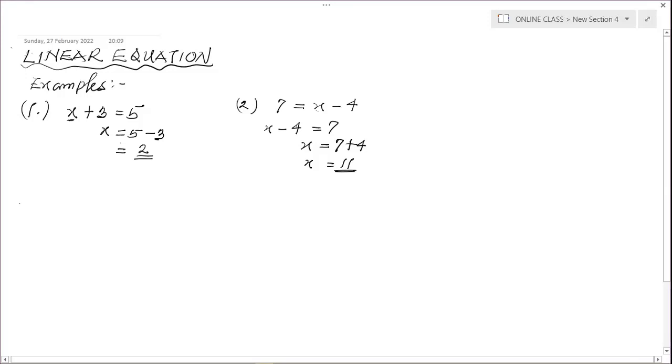No. Only linear equation, no. You sure? Yes. Okay, can you solve this for me? 3x plus 7 equals minus 14. Find x.